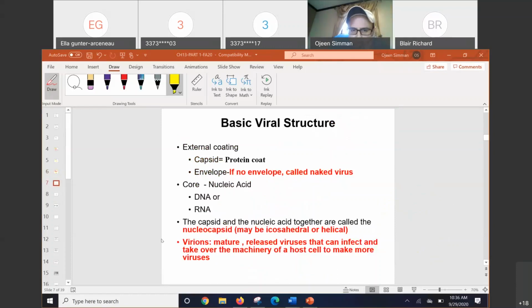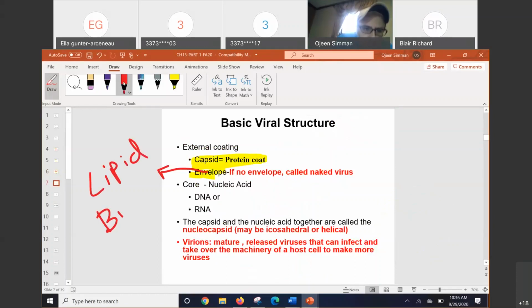So the external coating of the viruses is the capsid, which is the protein coat. The envelope is made up of lipids. It's a lipid bilayer. This is acquired from the host cell. Remember, all cells have membranes that are composed of a phospholipid bilayer.